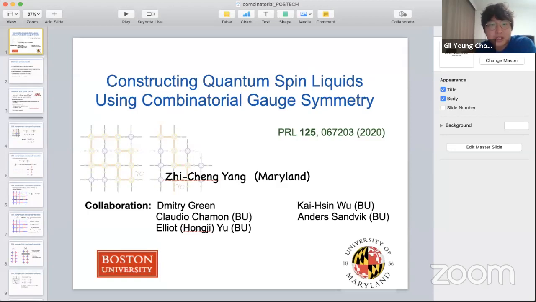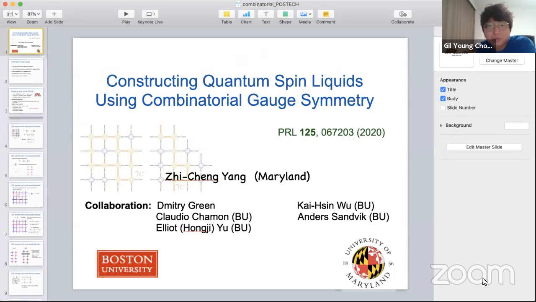Introduction for him. He got his PhD at Boston University under the supervision of Claudio Chamon. And then from graduate school, he worked on quantum computers and non-equilibrium systems. And these days, he moved to the University of Maryland, JQI, Joint Quantum Institute.